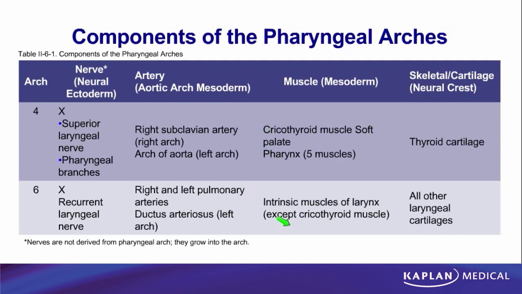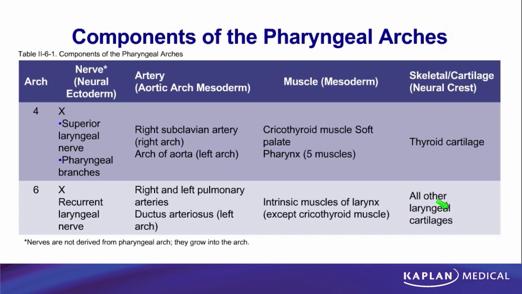The mesoderm of the sixth arch gives us all of the other muscles of the larynx, all the muscles of the larynx except the cricothyroid. So all the other muscles of the larynx come from the mesoderm of the sixth arch, and therefore all of those muscles should be innervated by that nerve, recurrent laryngeal, which is true. The neural crest of the fourth arch gives us the thyroid cartilage of the larynx. The neural crest of the sixth arch gives us the other cartilages of the larynx, primarily cricoid and arytenoid. Okay? So that takes care of the derivatives of all of the arches.